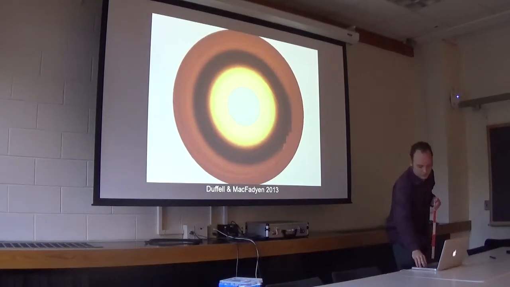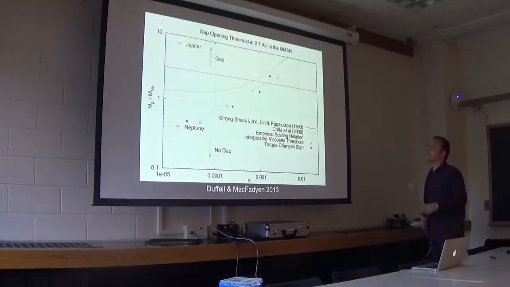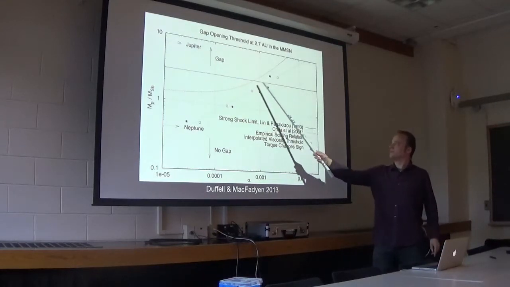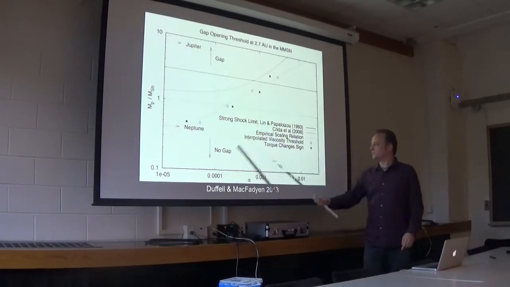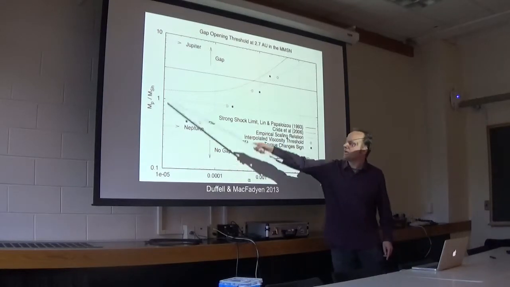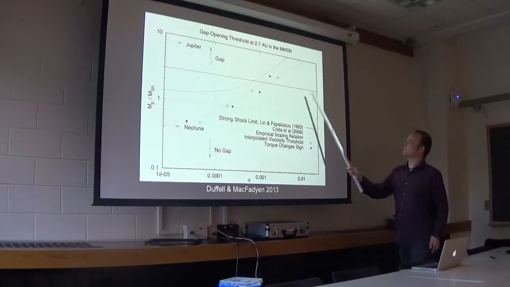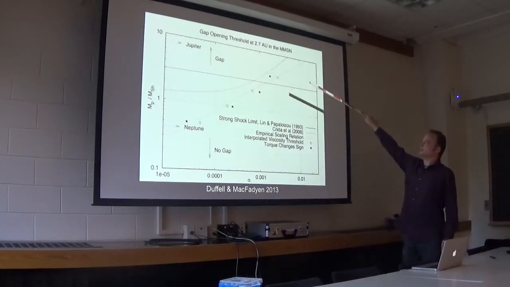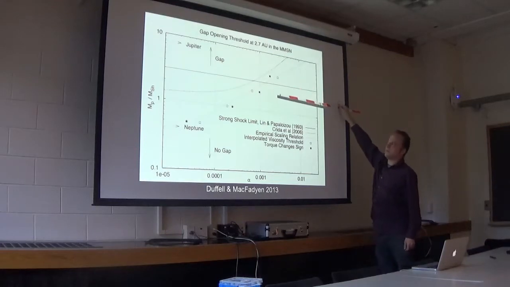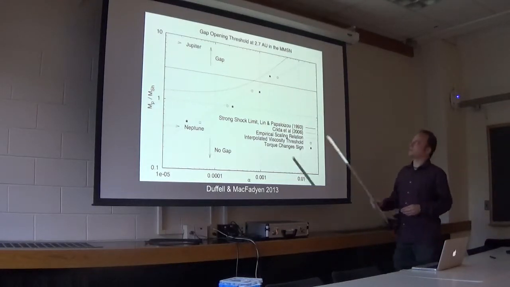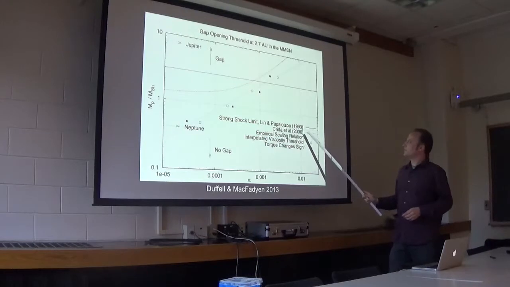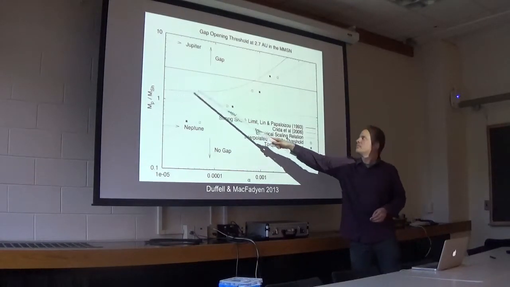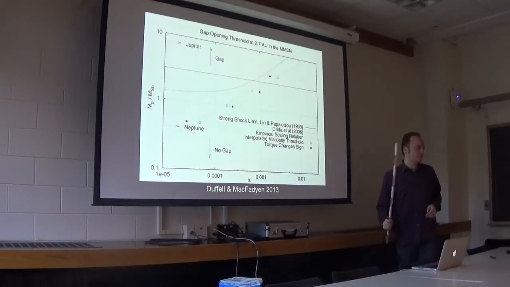And so we were able to come up with a new criterion for gap opening. Here's the old criterion from 1993, Lin and Papaloizou. And this is also before I learned how to make good plots. This is planet mass, and this is viscosity, basically. This old criterion, the solid curve, says nothing below this can open a gap. We found plenty of planets below this that could open a gap. This was later refined in 2006, but that curve said nothing below it could open a gap, and we found plenty of planets below that curve that can open a gap.